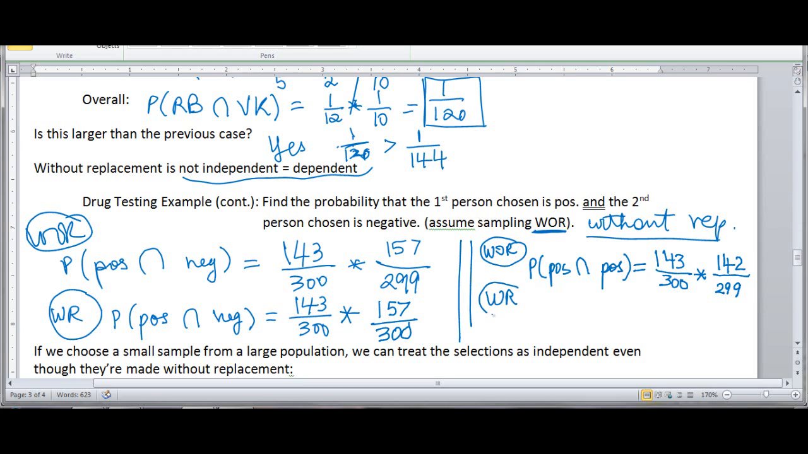With replacement, you throw these people back in the pile. First person positive and second person positive. What's the chance that the first person is positive? 143 out of 300. And the chance that the second person is positive? Well, the first person I threw back into the pile, so it's like starting all over again. The chance that the second person is positive is also 143 out of 300.